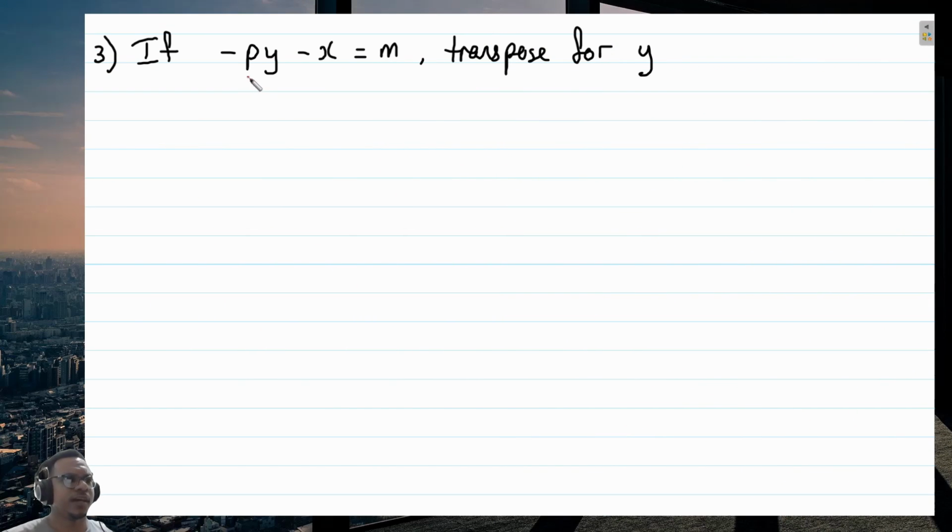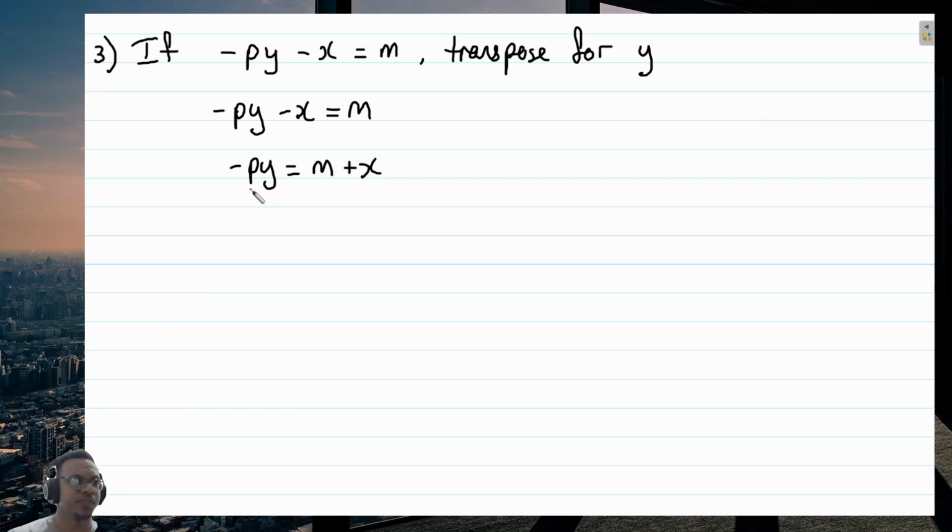So in this question we have negative p times y, take away x is equal to m, and we want to transpose for y. Now seeing that we want to get y by itself on one side of the equal sign and everything else on the other side, that means we have to move both the negative x and this negative p across to the right hand side of the equal sign. So the first thing I have to do is to move this negative x across the equal sign. I cannot interfere with this negative p until I've dealt with this negative x here. So I'll get negative py is equal to positive m, and when the negative x goes across, the sign will change to positive.